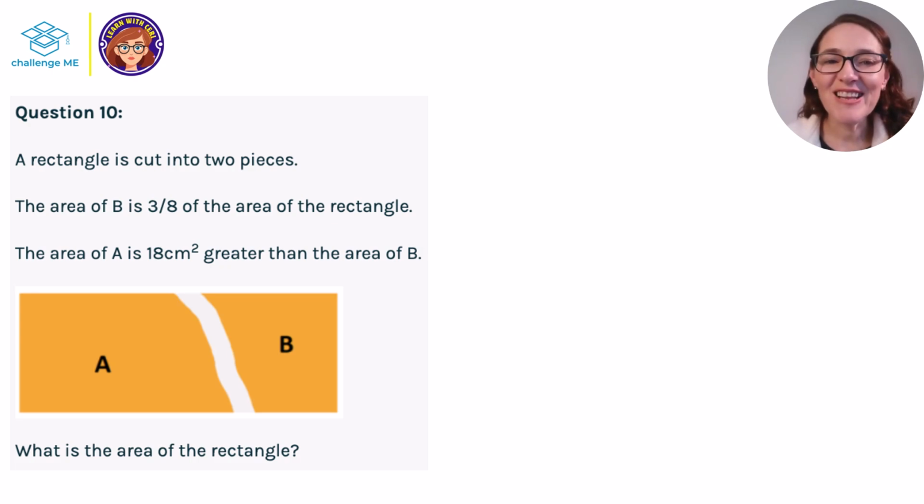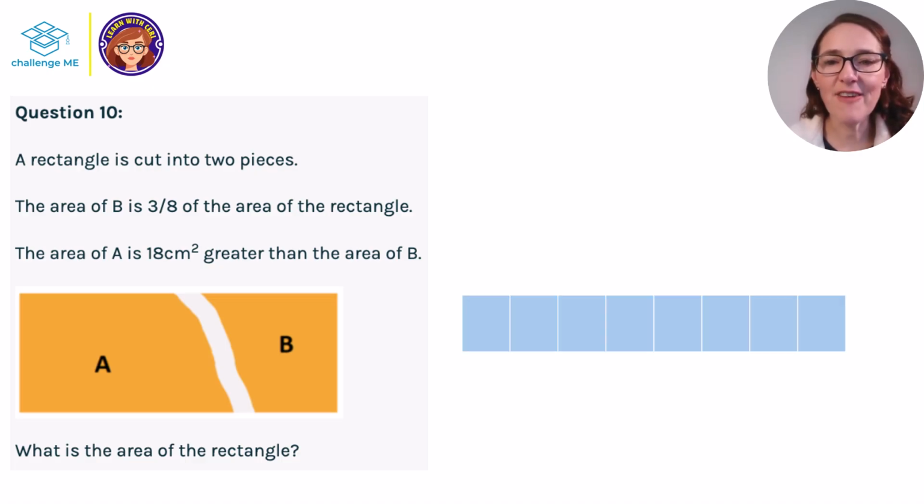A rectangle is cut into 2 pieces. The area of B is 3/8 of the area of the rectangle. The area of A is 18 centimetres squared greater than the area of B. What is the area of the rectangle? I find that the bar models are really helpful with fractions questions.